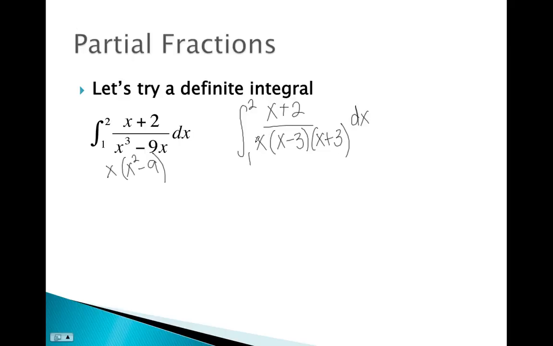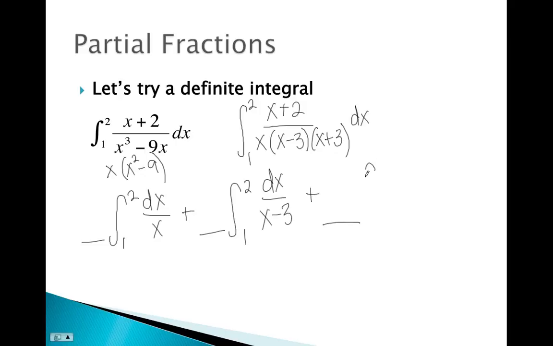Doesn't matter, you still cover up the x and plug it into everything that's left. So this is going to come out as the integral from 1 to 2 of something times dx over x, plus something times the integral from 1 to 2 of dx over x minus 3, plus something times the integral from 1 to 2 of dx over x plus 3. And then I just take these one at a time. I say what makes it 0. I cover that factor up and plug that 0 into everything else.